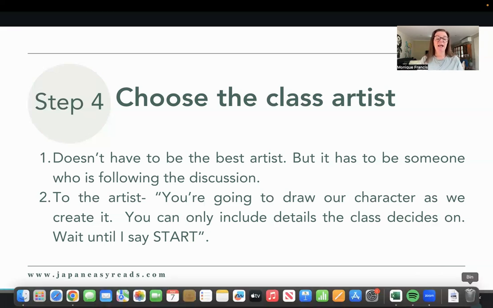So to the artist, you might say, okay, you're going to draw a character as we created. You can only include details that the class decides on. So they can't go off and add bits to their character. It's a co-created character. So they must only include details that have been decided on by the class. And wait till I say start.